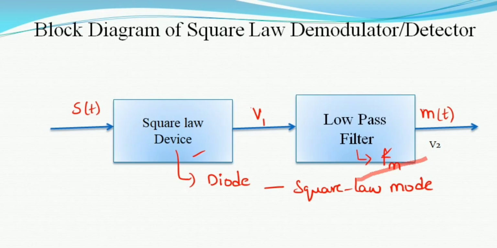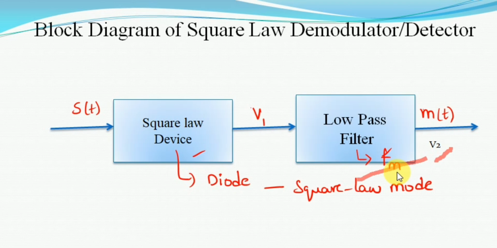So let us see the simple block diagram of a square law detector, as already discussed in the previous video. The square law detector has two devices: one is a square law device followed by the low pass filter. Here we have obtained the mathematical expression of V2 in the previous video. V2 is obtained by designing the low pass filter cutoff frequency FC equal to the message signal frequency that is transmitted through the modulation technique.